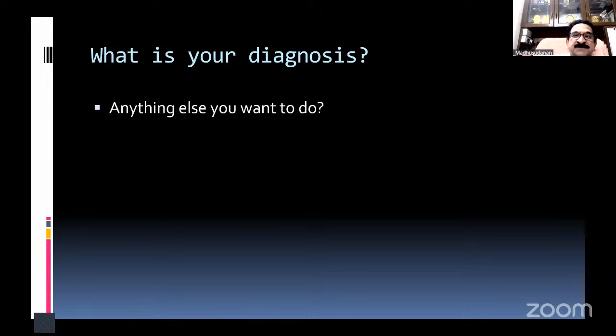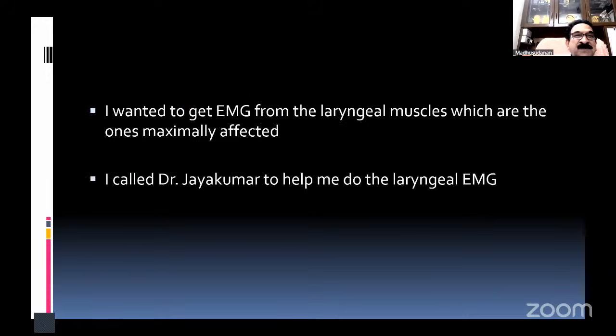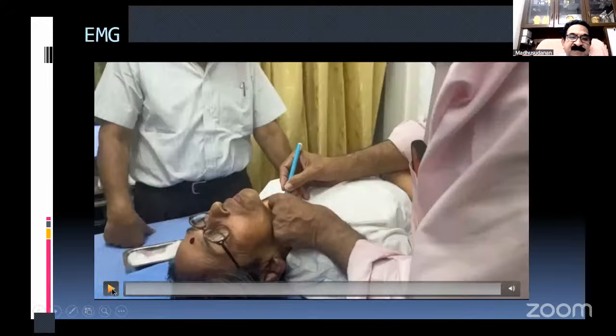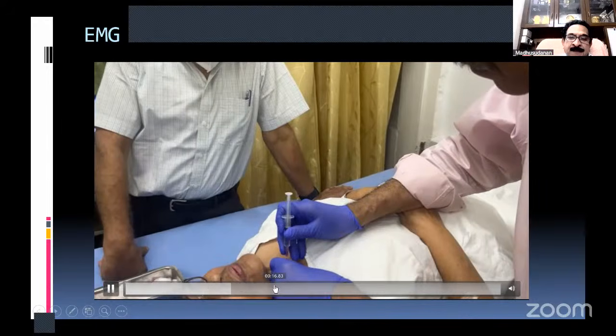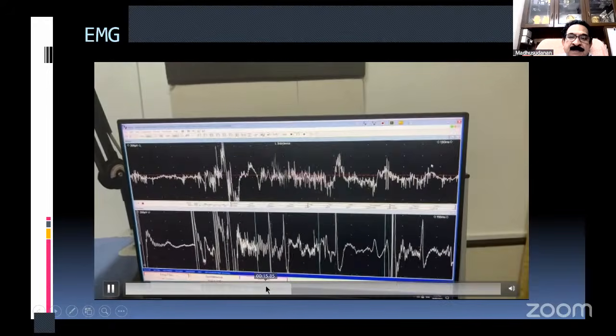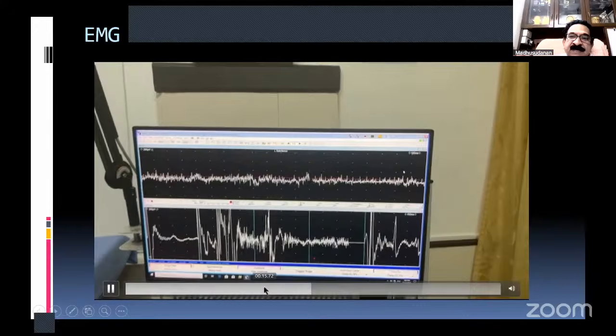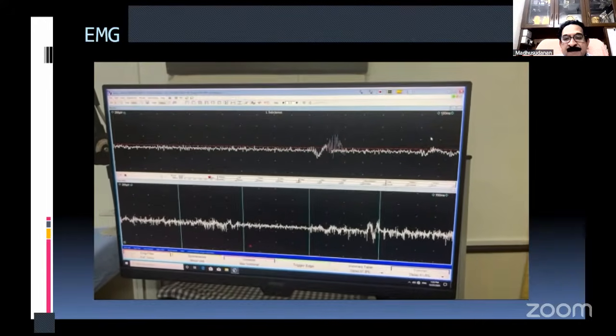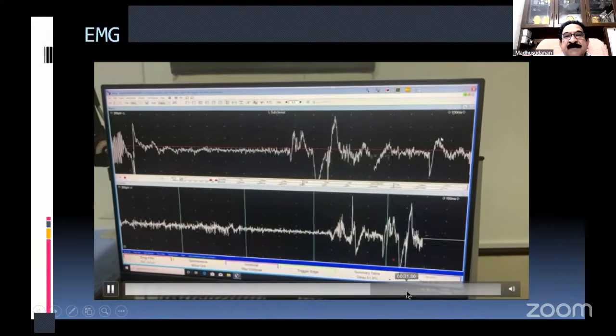Okay. So what I did was I wanted to get EMG from the laryngeal muscles, that is the primary involvement, which are the ones maximally affected. I had never done EMG from the laryngeal muscle, so I called Dr. Jaikumar to help me do the laryngeal EMG. I will not spend time on how it is marking and doing it. The moment you insert, there is activity; there is nothing called baseline in laryngeal EMG. This is from the adductors.